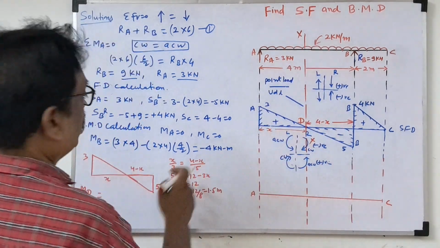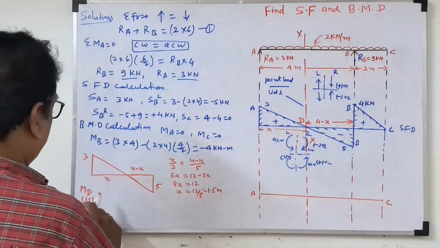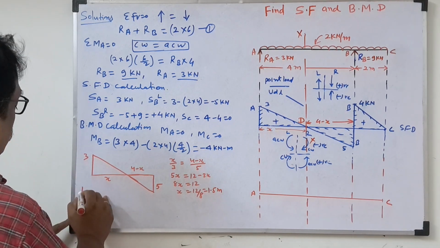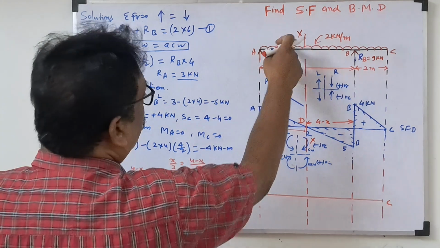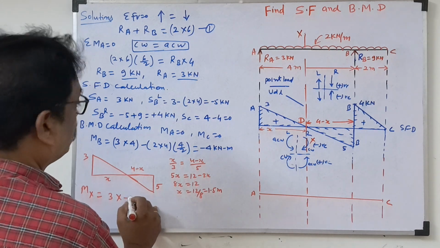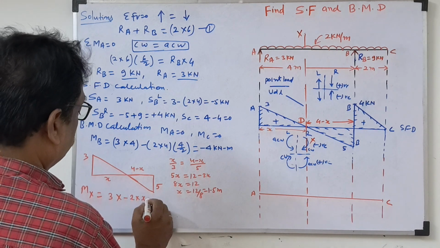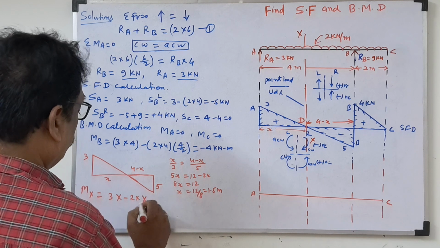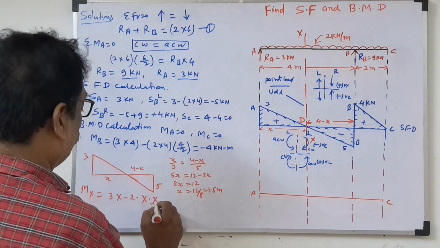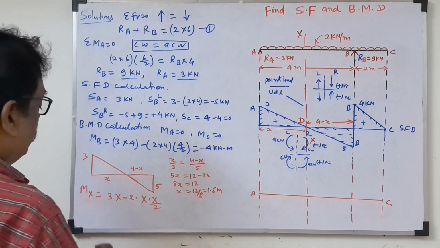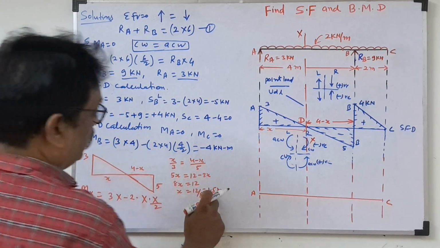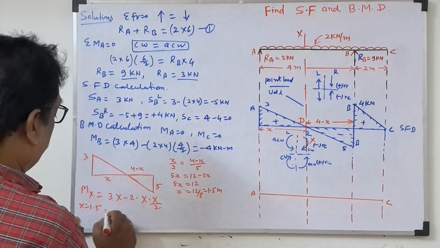So how will we calculate this? First take Mx at D. We'll put Mx equal to 3 into x minus 2 into x into x by 2. This is the bending moment at x. Now we'll put x equal to 1.5. What do we get here? At this point the bending moment will come maximum.